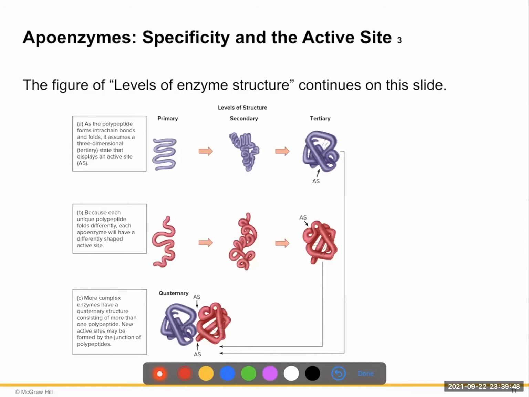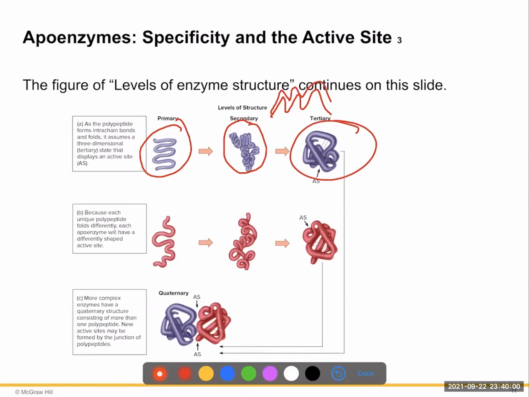Okay, so here's your primary. Your secondary is either going to be alpha helix or beta pleated sheets. It'll look like that. Then it forms your tertiary. Your tertiary is your 3-dimensional shape, which controls the binding site of the substrate.